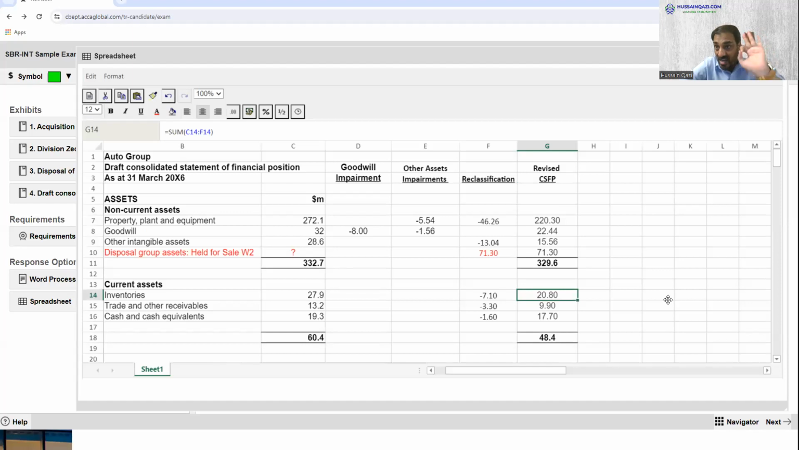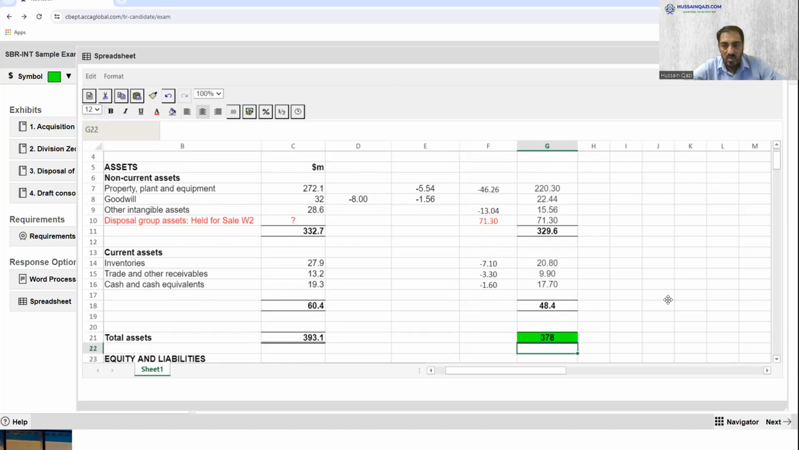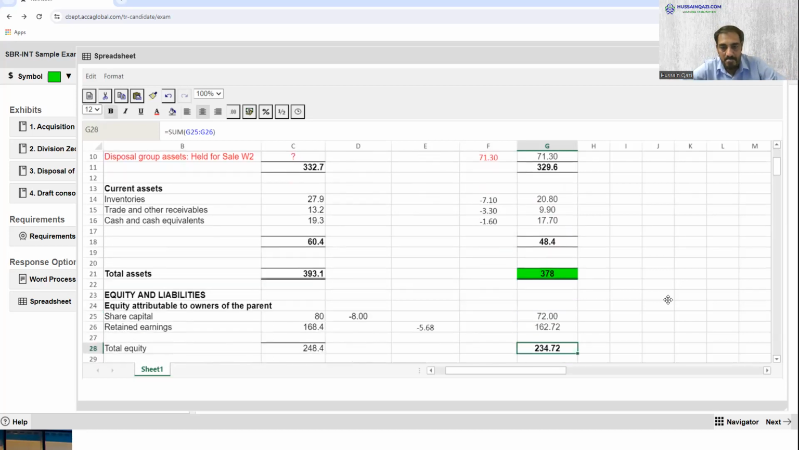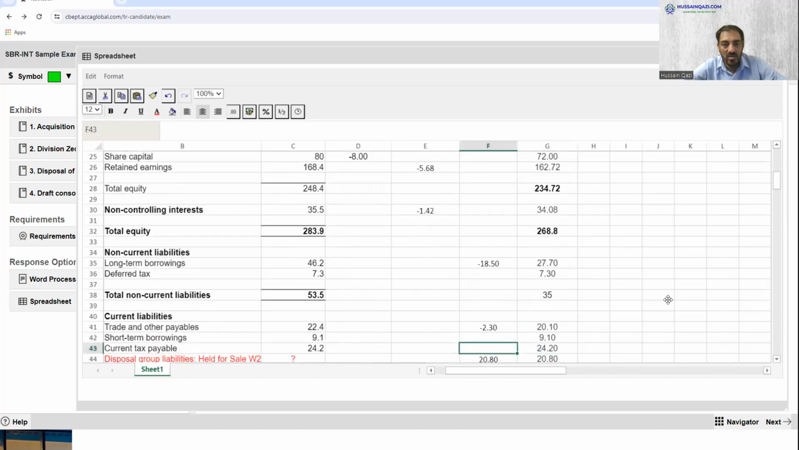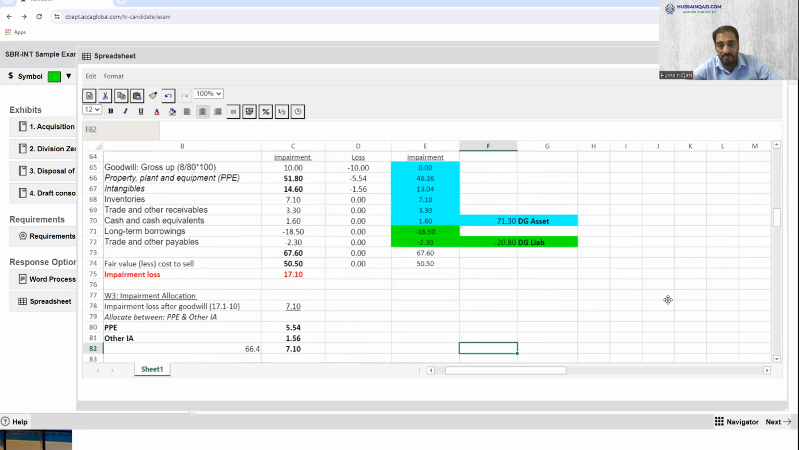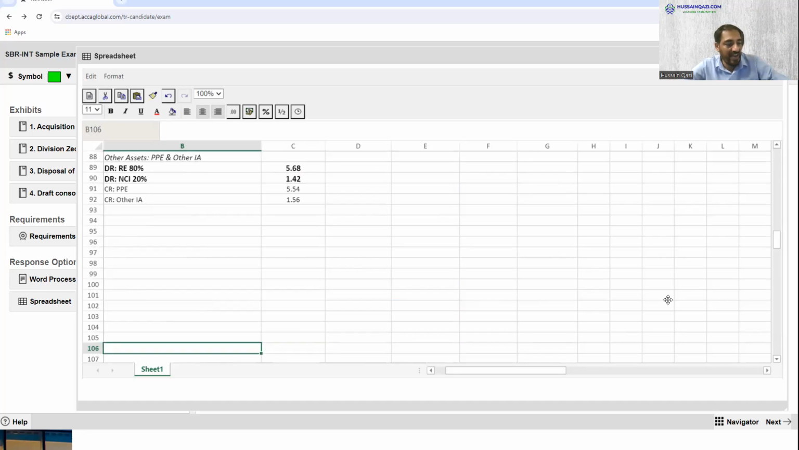If the examiner particularly mentions that you should make a column of the revised consolidated statement of financial position, then you need to do this. What I personally think, the examiner will never ask about this. So that is all about part C1. And a very small requirement, that is part C2. Quick.